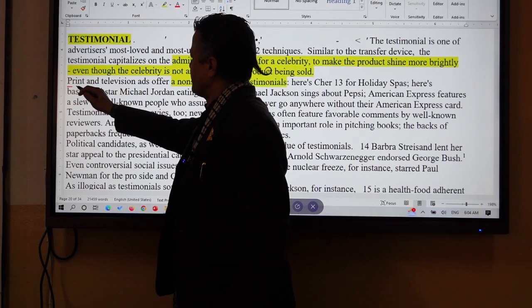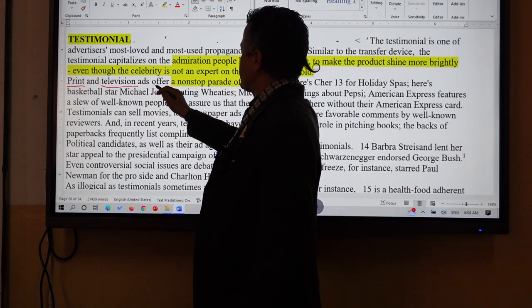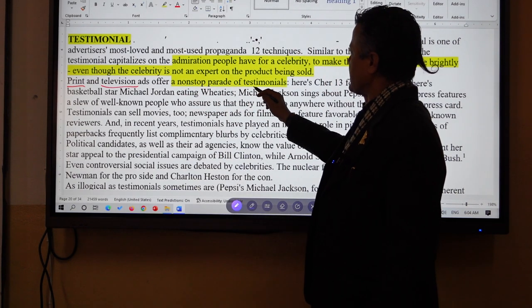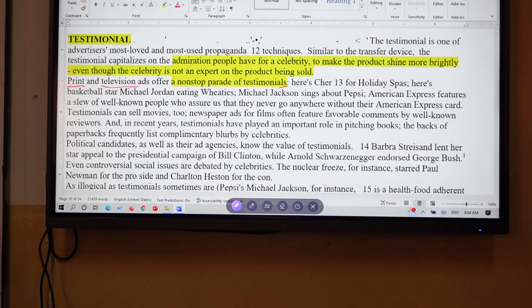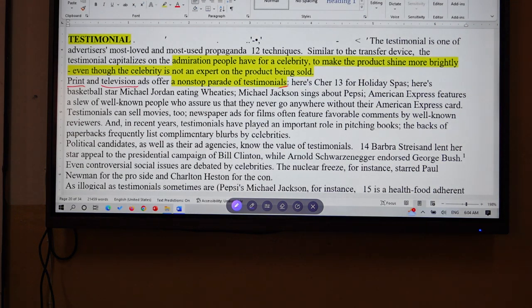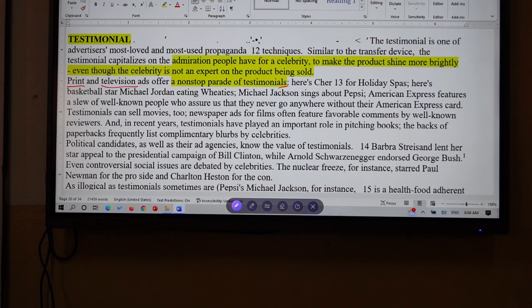Print and television advertisements offer a non-stop parade of testimonials. So, aye, milte hain Mrs. Burma se. The microphone is in front of Burma. So, Mrs. Burma boli, aap toilet clean karne ke liye kya prayog karte hain? Kya main Harpic lagati hoon? To Harpic kaisa hai? Bilkul badhiya, wo to naya kar deta hai.